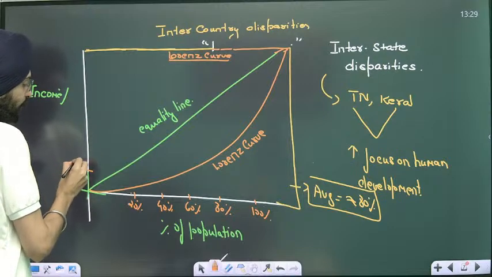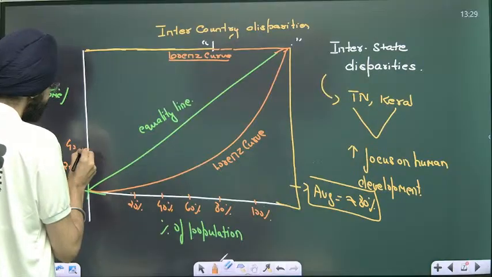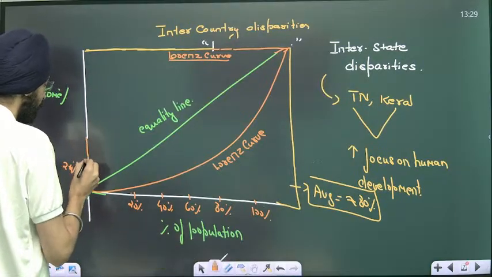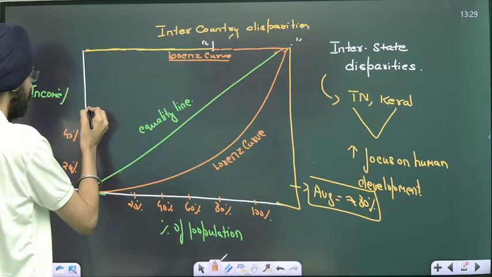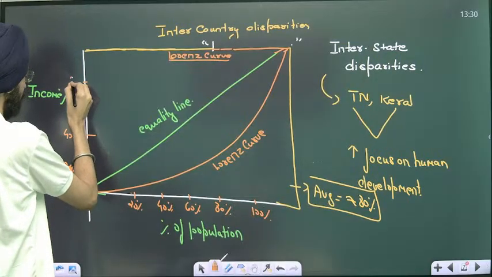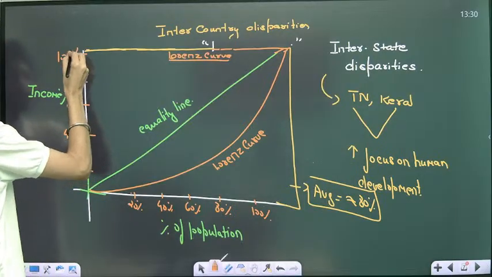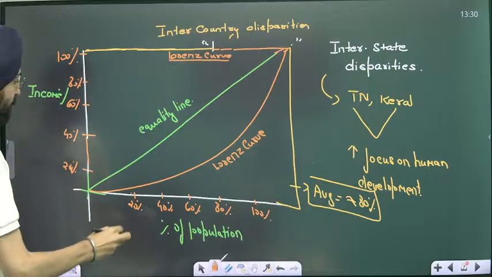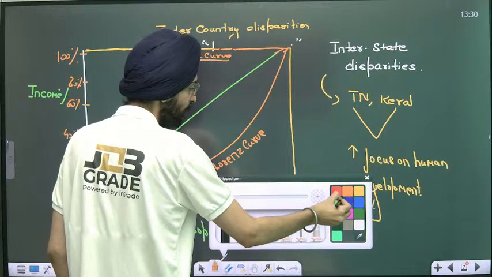20%, 40%, 60%, 80%, and of course 100% out there. Okay. So see, just representation. Just look at the numbers.